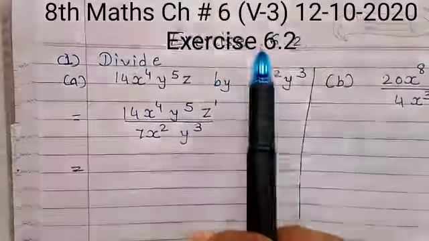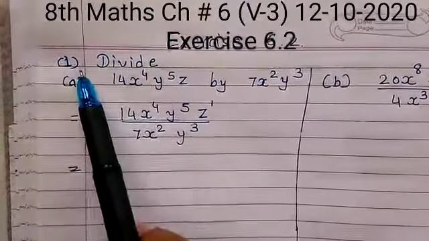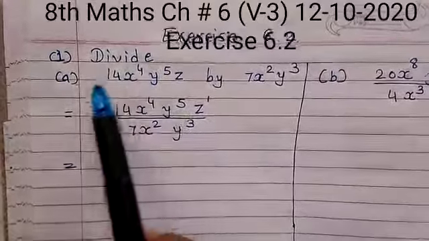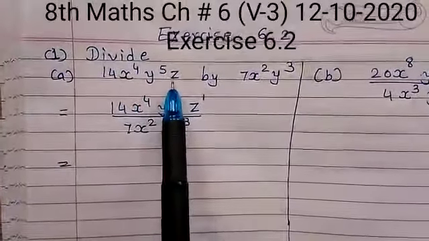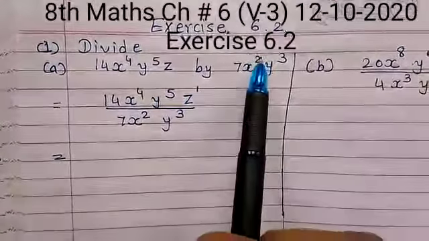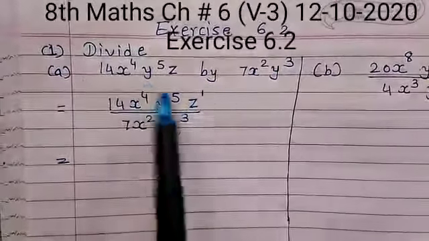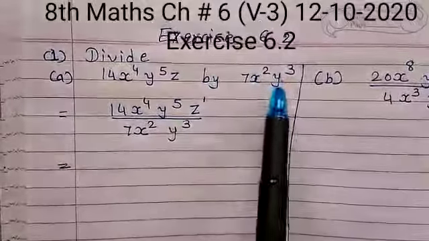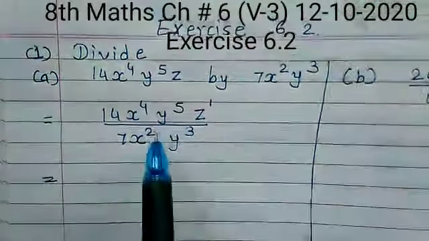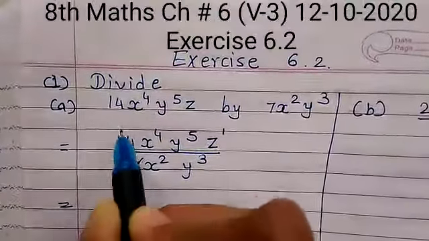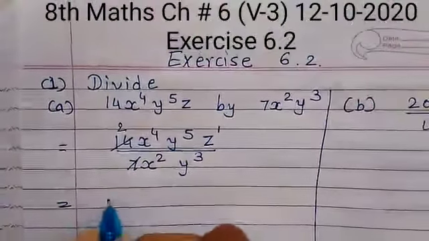Now students, exercise 6.2. First question is to divide the following, right? In that a number is there: 14x raised to 4 y raised to 5 z by 7x square y cube. So we have to divide this polynomial by 7x square y cube. So what will become? We have to arrange like this way. So what will become? 7 2s are 14, that is cancelled out, so remaining is what?